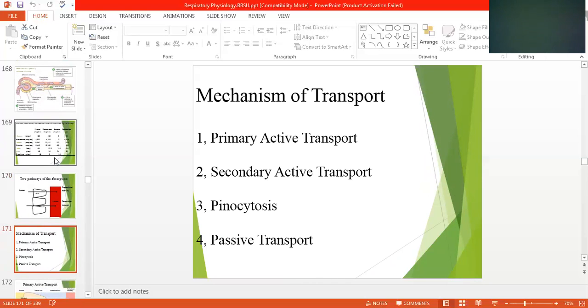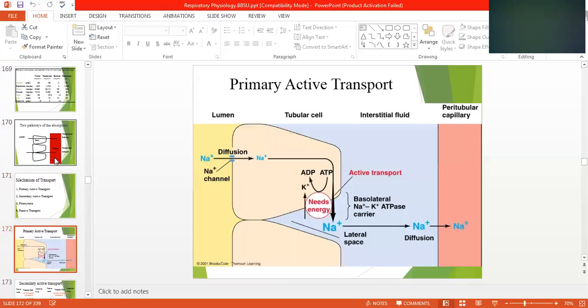Mechanisms of transport: primary active transport, secondary active transport, pinocytosis, and passive transport. So there are four types of mechanism of transport. One is primary active transport. Second is secondary active transport. Third is pinocytosis, and fourth is passive transport.